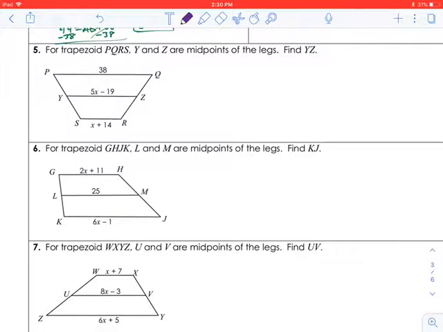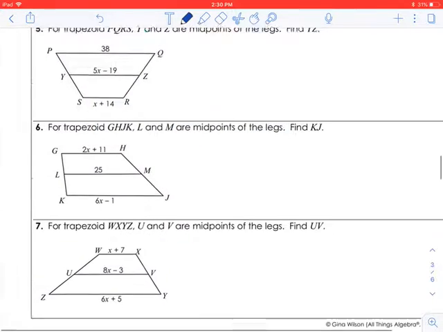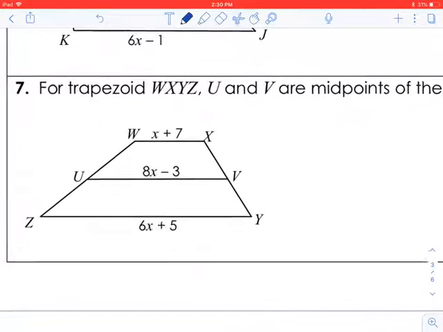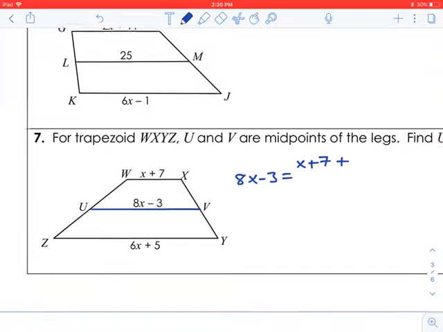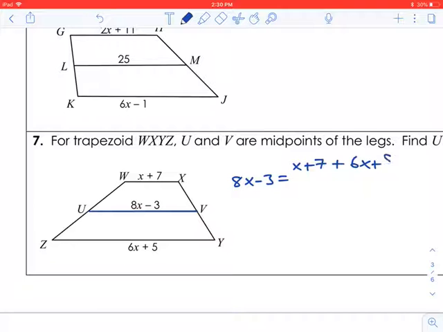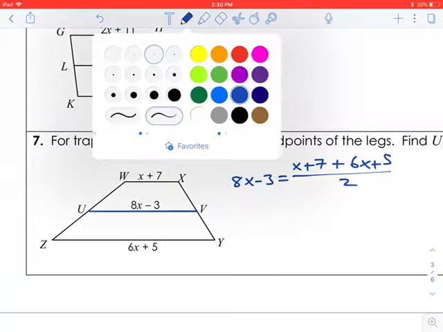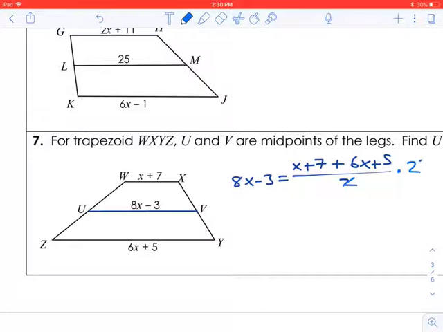Okay, so let's go ahead and look at the toughest one here. Here UV is the mid-segment. So 8x minus 3 equals the other two added together, x plus 7 plus 6x plus 5, all divided by 2. Well, just like last time, I've got to get rid of that 2 on the bottom by multiplying. But when you multiply, I've got to multiply the whole side. So make sure you're distributing. That's 16x minus 6 equals.